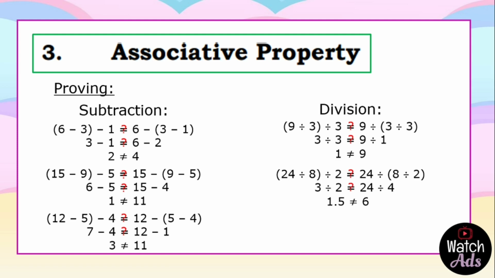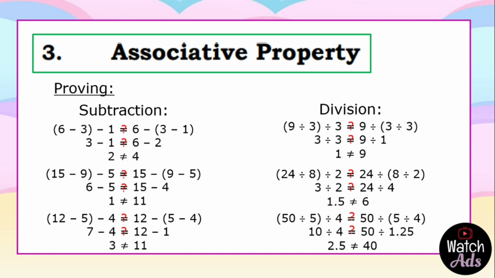Another example, 24 divided by 8 is equal to 3 divided by 2, which should be equal to 24 divided by 4. 3 divided by 2 is equal to 1.5, and 24 divided by 4 is equal to 6. And they are not equal.